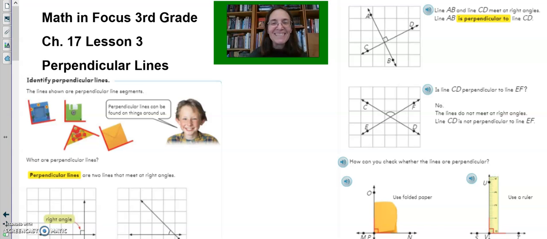Hello, my mathematicians. This is Miss Foster with Math in Focus, 3rd grade, Chapter 17, Lesson 3 on perpendicular lines. Yesterday, we talked about right angles.